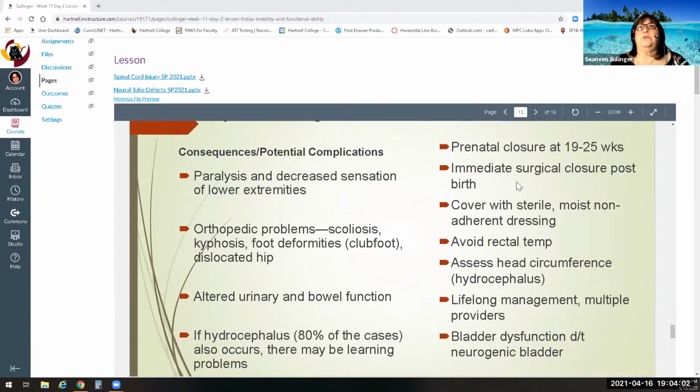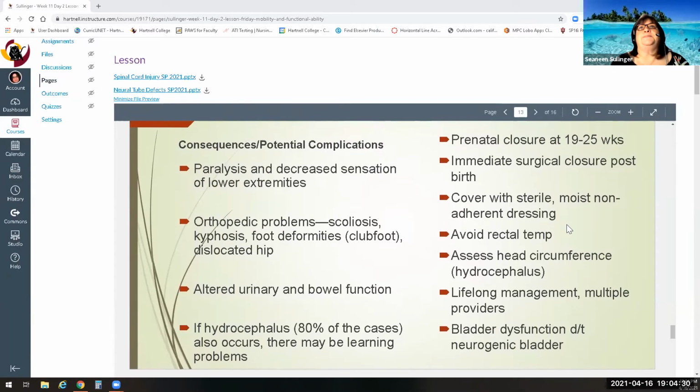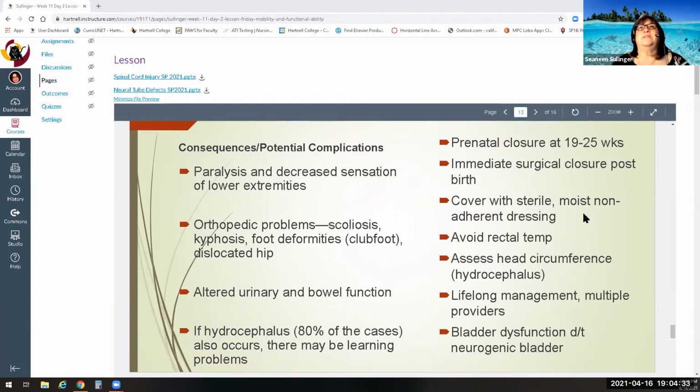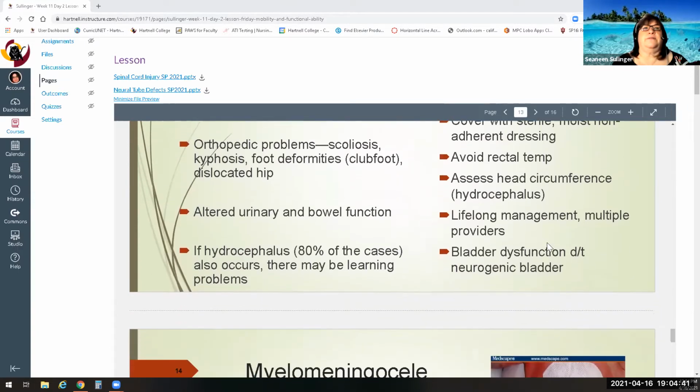So you're going to do surgical closure. I want to say that the question had to do with what you covered it with when the baby was born. And so you want a sterile, moist, non-adherent dressing. Does that make sense? Because we have to keep it moist. It's coming from inside. Avoid a rectal temp too close. You're going to end up with bladder dysfunctions and then immediate closure. So I think the key points would be the sterile, moist, non-adherent dressing. And you're going to do head circumference as well in case there's hydrocephalus.